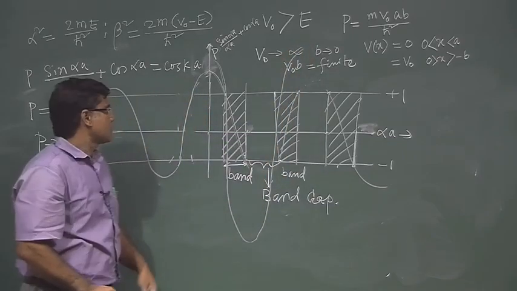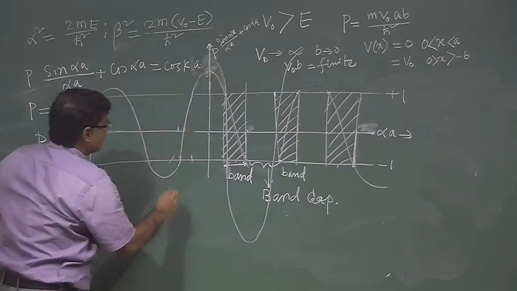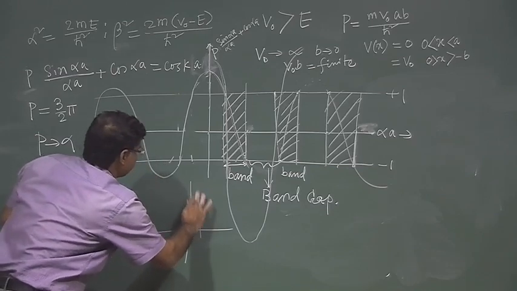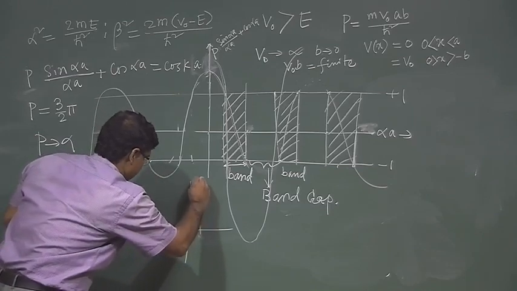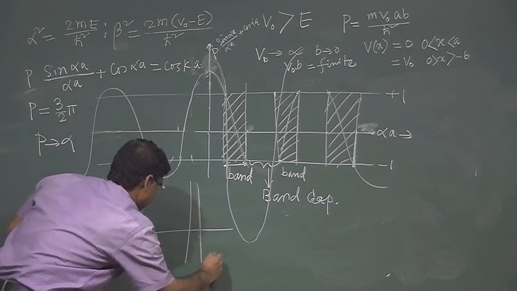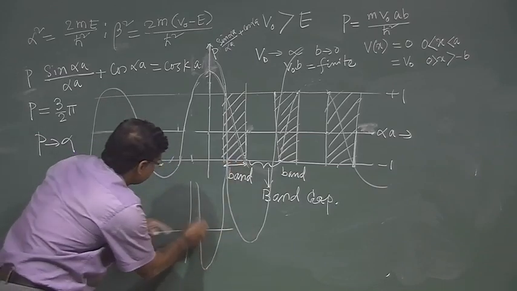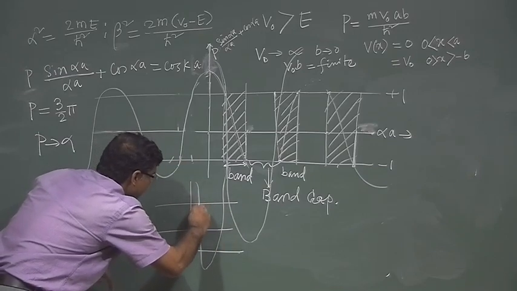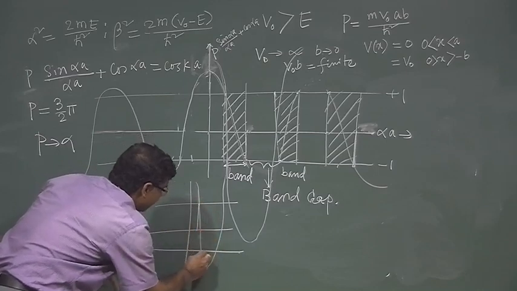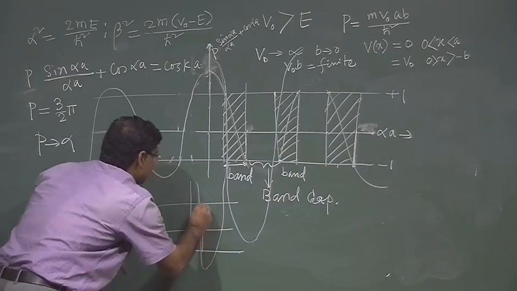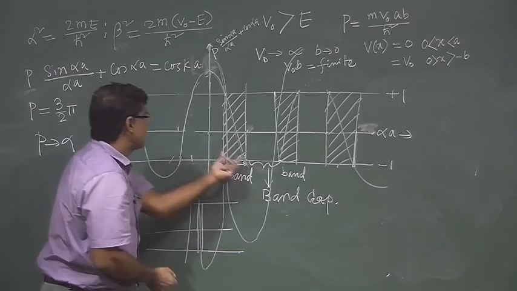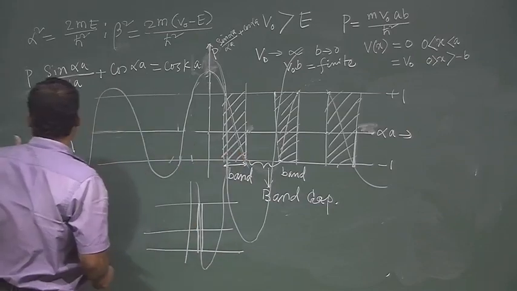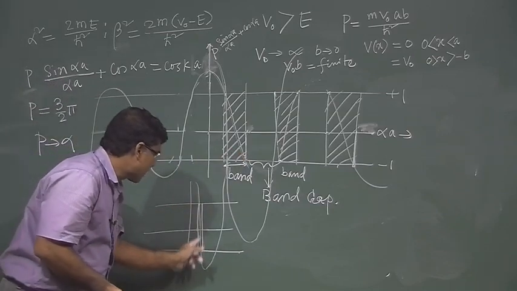Okay. So, that means when it falls sharply, between 1 and -1, you see this is the allowed region, this is the allowed region, this is the allowed region. So, this bandwidth will be very, very small. In fact, when it tends to infinity, it will be just one line.